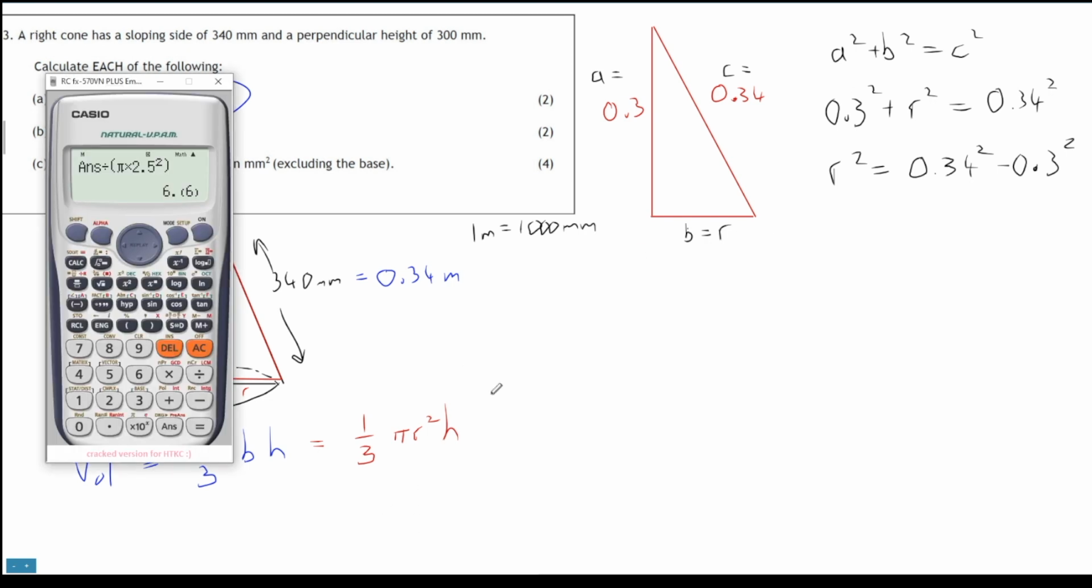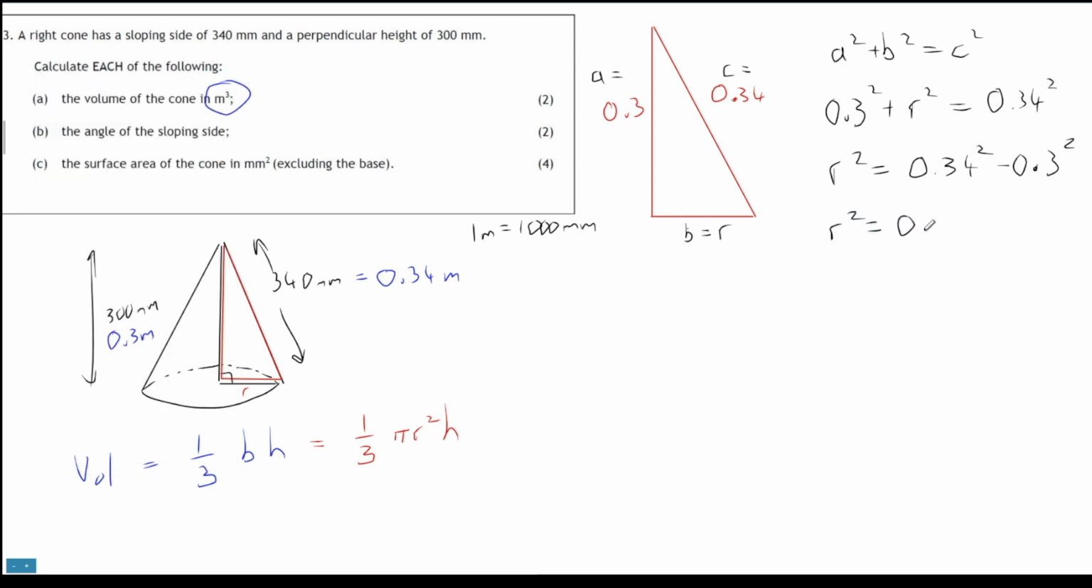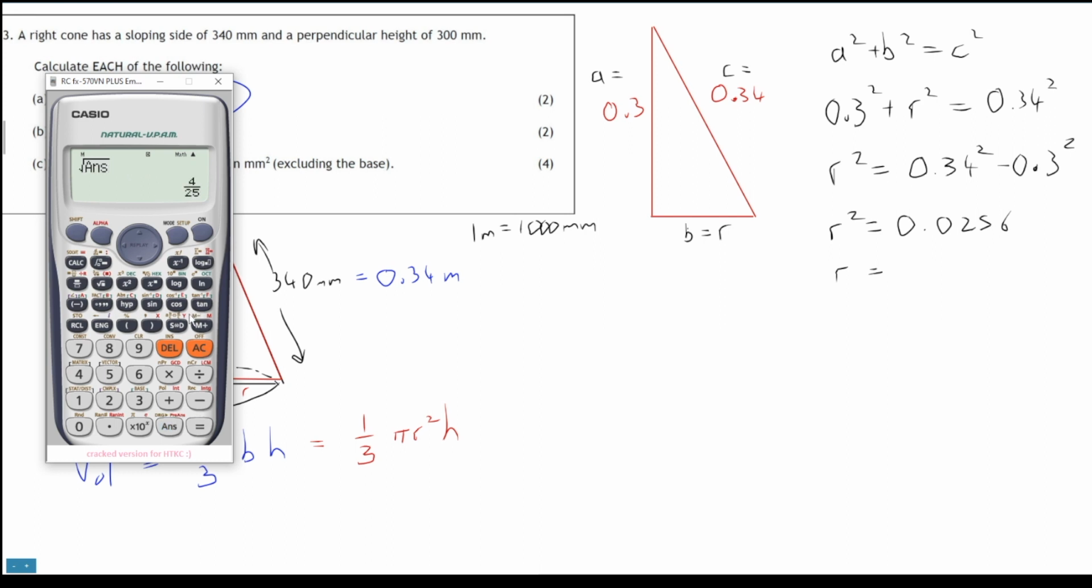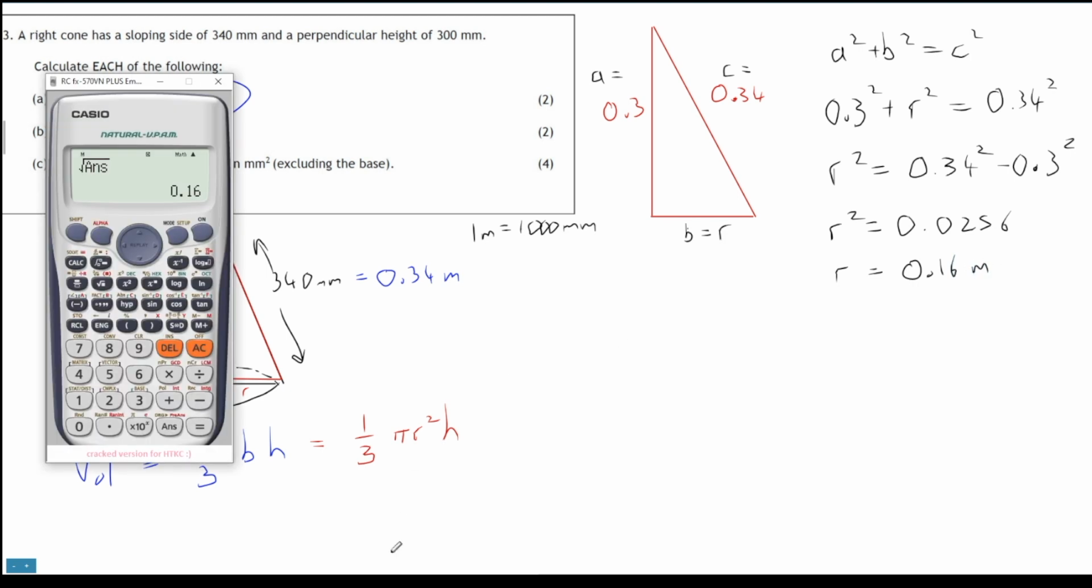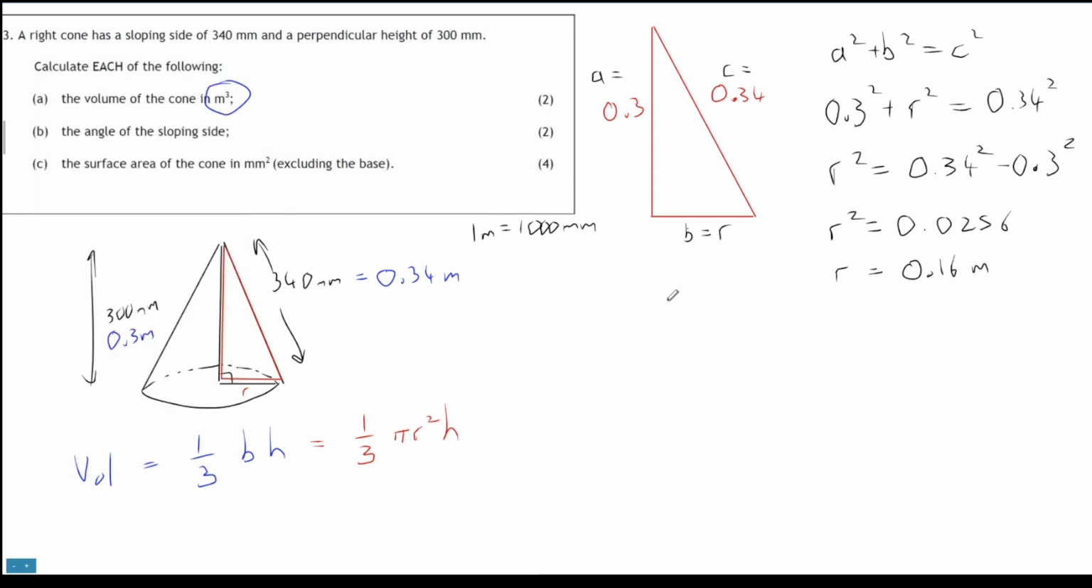But let's just get a calculator first of all. 0.34 squared minus 0.3 squared, that gives me, well, this number as a decimal, 0.0256, so r squared is equal to 0.0256, and I just want one r, so I'm going to square root it. So let's square root that to get just the r by itself. I'm going to get 0.16, 0.16 meters. Is that right? Well, strange as it is, looks right. Okay, great. That's my radius then. My radius is 160 millimeters, which kind of makes sense.